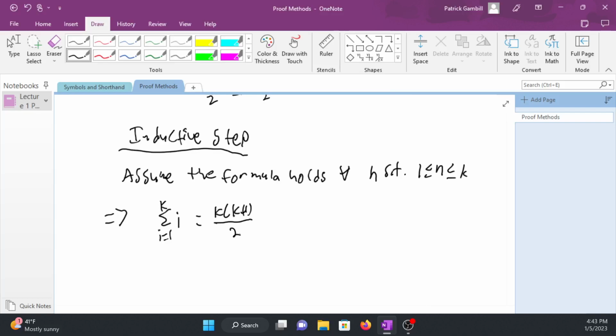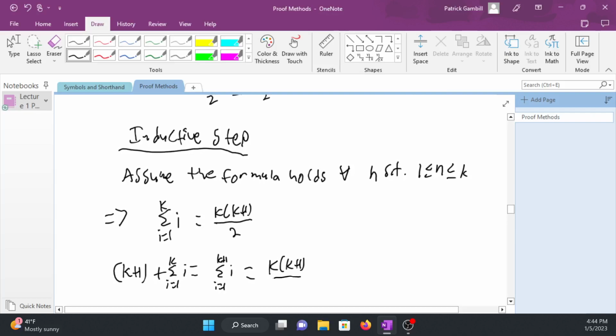If I want to make the sum go up to one more value, I could add k plus 1 to both sides. So we get k plus 1 over here, plus the sum from i equals 1 to k of i, and this is going to be equal to the sum from i equals 1 to k of i still, but instead of having k up there, we're going to get k plus 1. What about on the right-hand side? It's still equal to the right-hand side. We got k times k plus 1 divided by 2, but now we add an additional k plus 1.